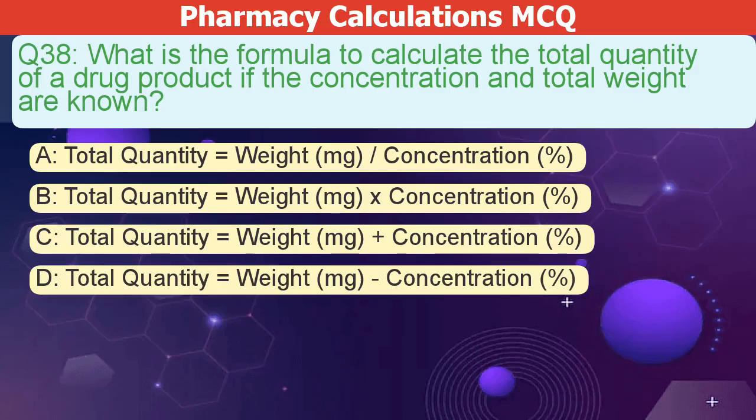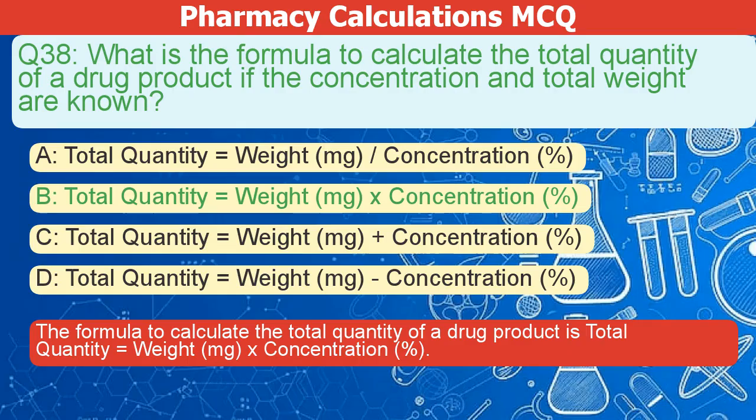What is the formula to calculate the total quantity of a drug product if the concentration and total weight are known? A. Total quantity equals weight in milligrams divided by concentration percentage. B. Total quantity equals weight in milligrams multiplied by concentration percentage. C. Total quantity equals weight in milligrams plus concentration percentage. D. Total quantity equals weight in milligrams minus concentration percentage. The correct answer is B. Total quantity equals weight in milligrams times concentration percentage.